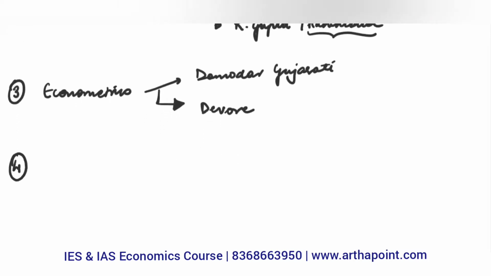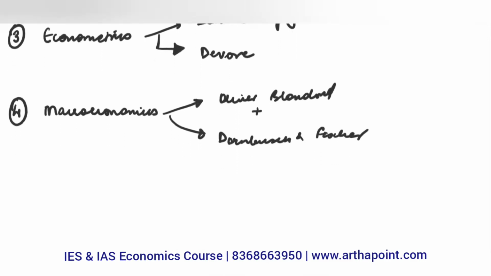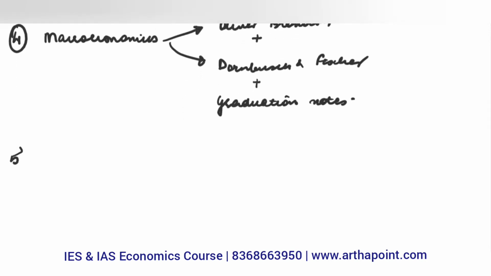Fourth, the next is macroeconomics. For macroeconomics, you should be reading Oliver Blanchard. This is a good book. But not only this, this has to be topped by Dornbusch and Fischer. These two books are good enough for you to prepare for Indian Economic Services. Obviously, if you have done anything in your graduation which is not in these books, it has to be studied thoroughly. So graduation notes are always important.